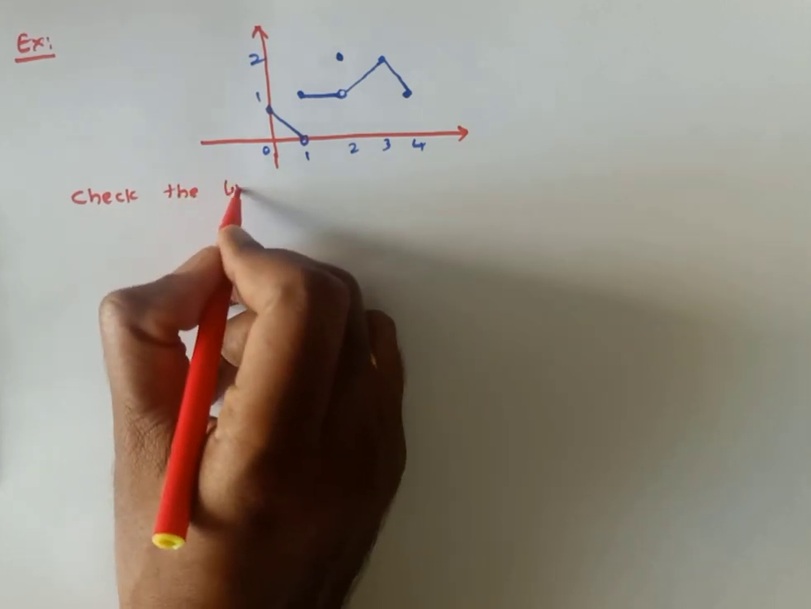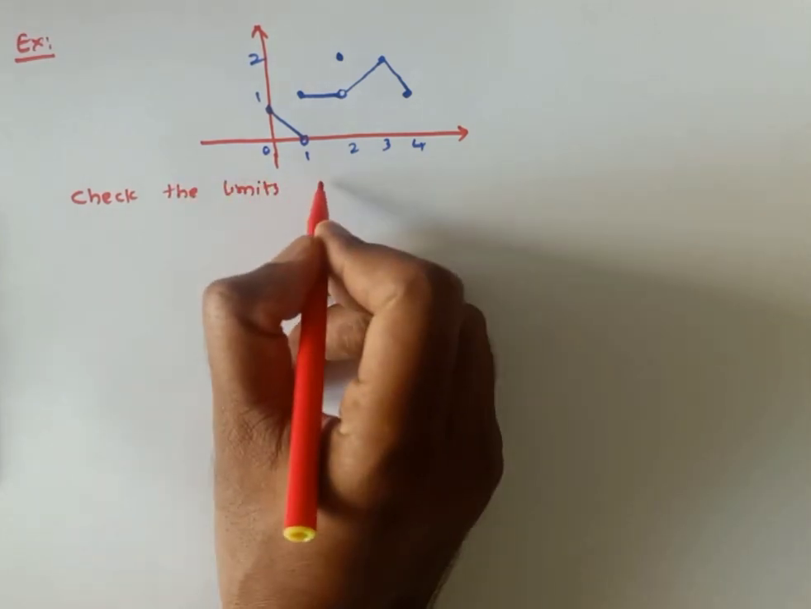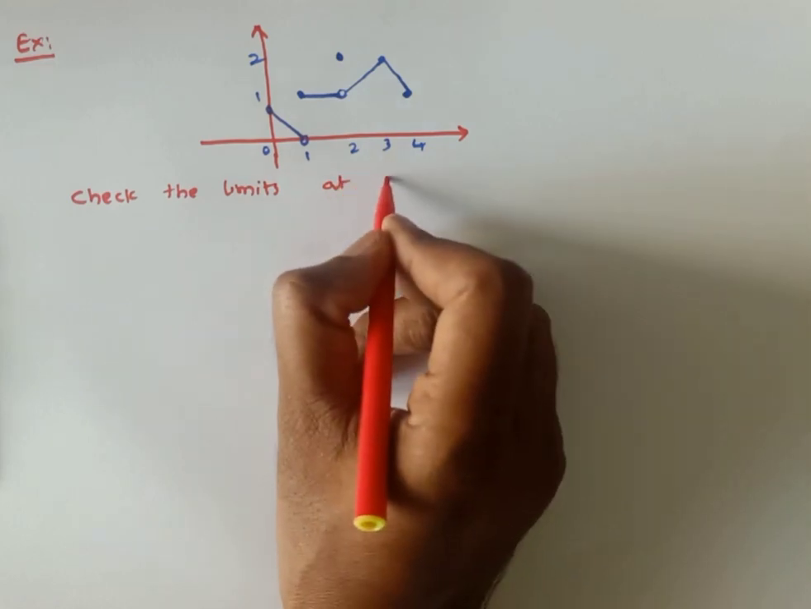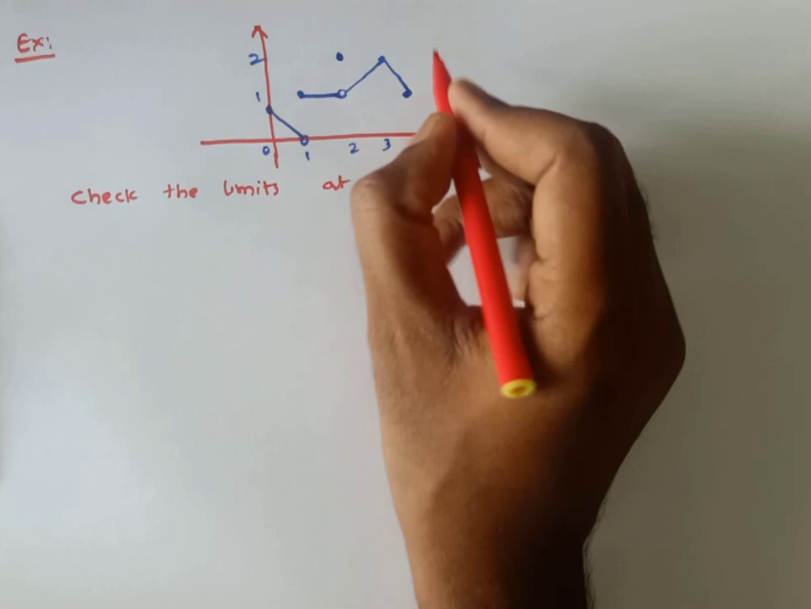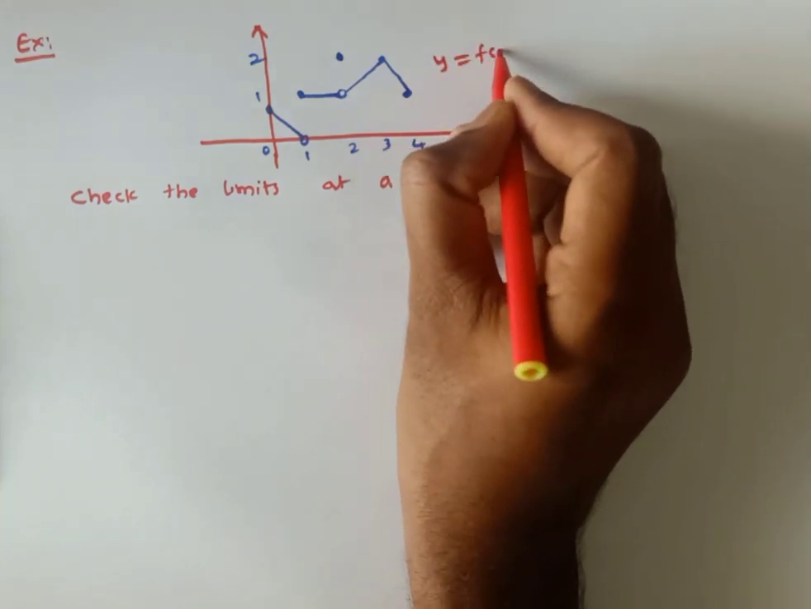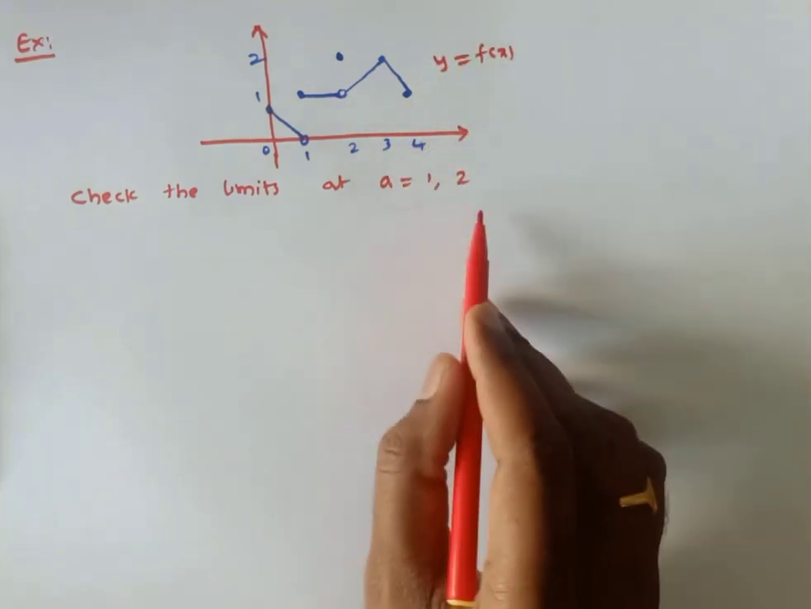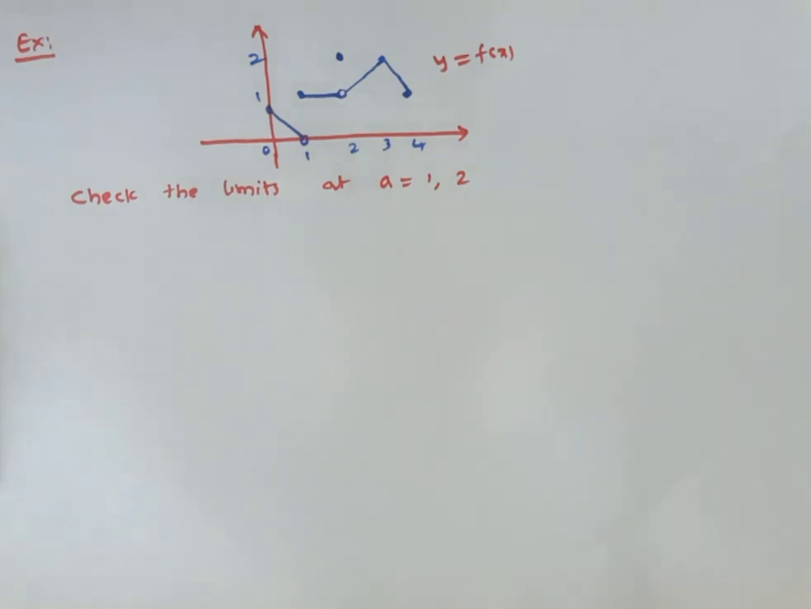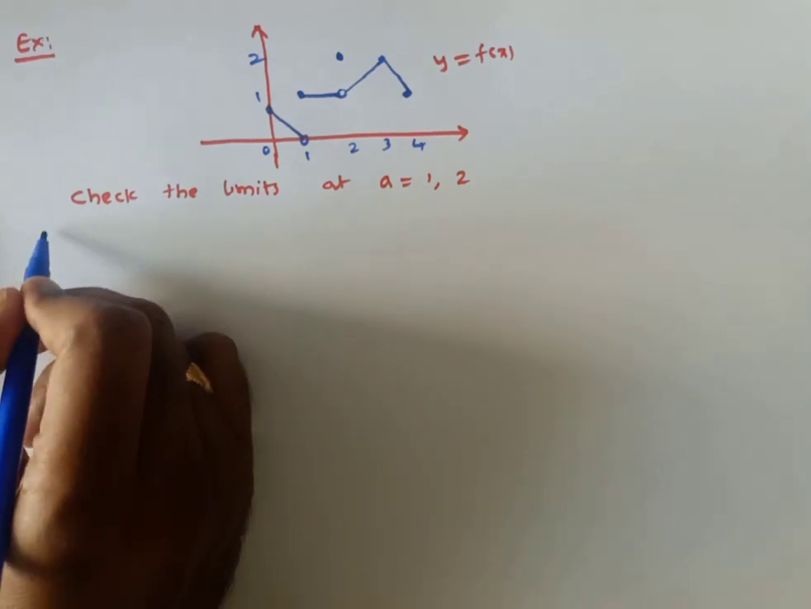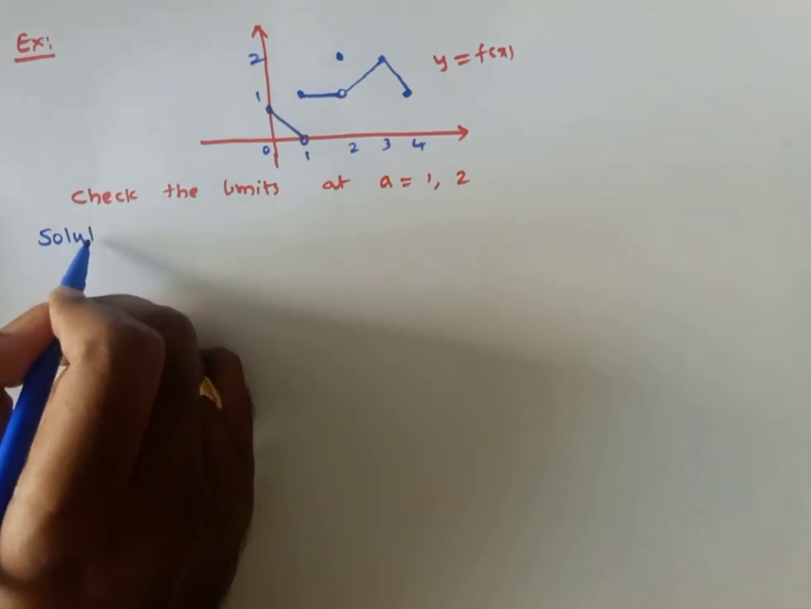Now for this you need to check the limits at a equals 1 and 2. So for this function y equals f of x, you need to check the limits. Here 1 and 2 are interior points, so you need to check the left and right hand limits of 1 and the left and right hand limits of 2. So check whether the limits at a equals 1 and a equals 2 exist or not. Now see the solution.